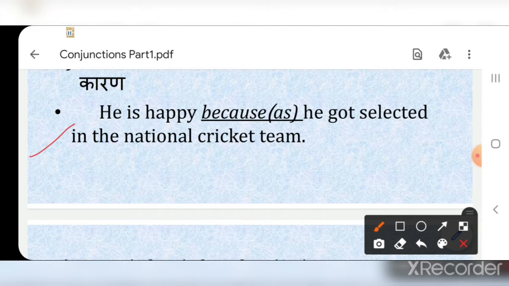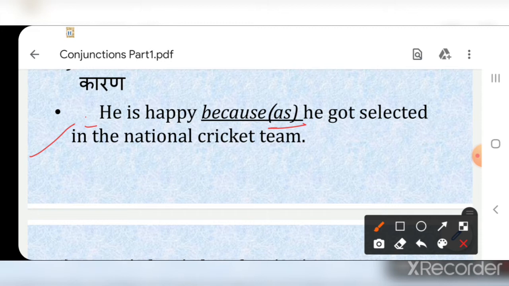He is happy because, you have used here directly because. Now if you want to use as, then you can use it at the start or in the middle of the sentence. Both are applicable. But if you want to use because instead of as, then you have to apply it in the middle of the sentence.